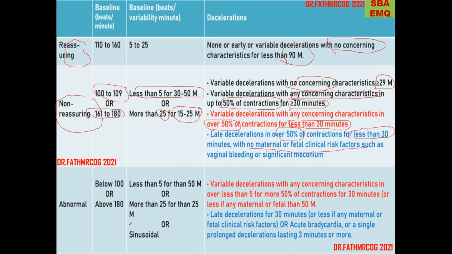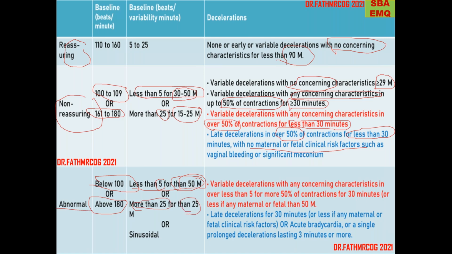What about the abnormal? Abnormal, here is the baseline below 100 and the baseline above 180. And the variability, if less than 5 for more than 50. Here reassuring, less than 5, and the duration is between 30 to 50 minutes. And if you find less than 5 and more than 50 minutes, this is abnormal. Or there is more than 50 beats per minute and the duration more than 50 minutes, this is abnormal.